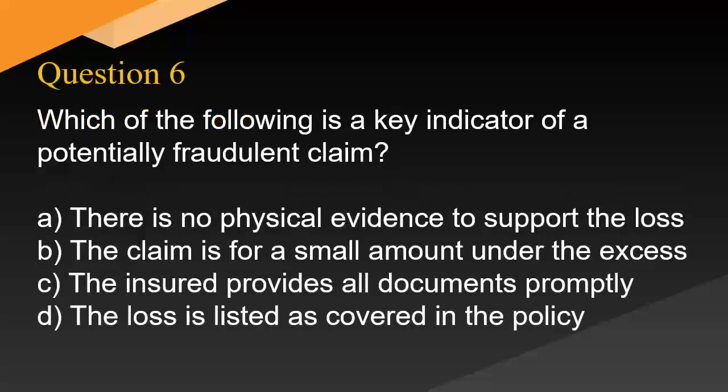Which of the following is a key indicator of a potentially fraudulent claim? A. There is no physical evidence to support the loss. B. The claim is for a small amount under the excess. C. The insured provides all documents promptly. D. The loss is listed as covered in the policy.